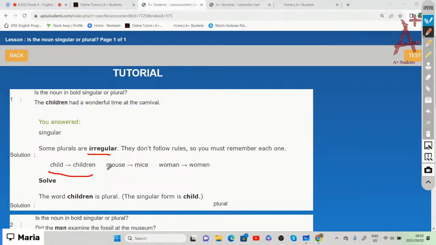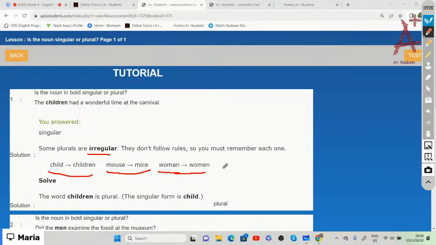One mouse, but two or more mice. So, we don't say mouses, we say mice. One woman, it's like saying woman, right? So one woman, but many or two or more women, right?